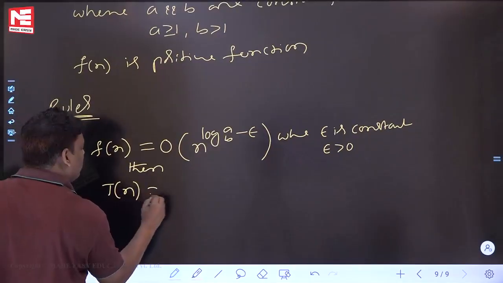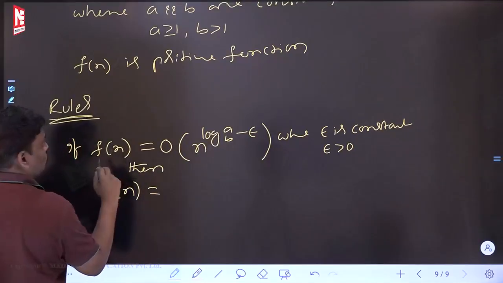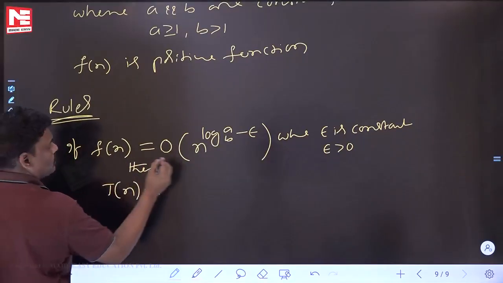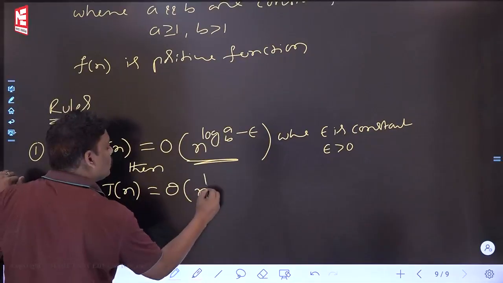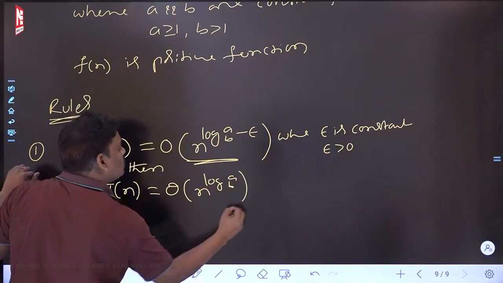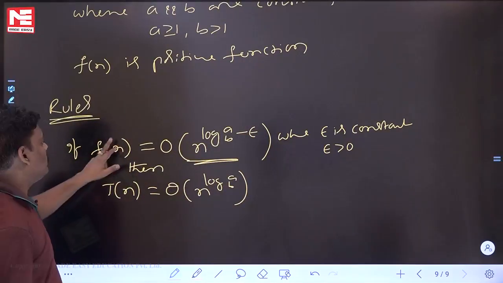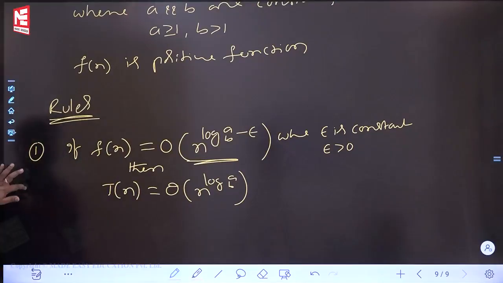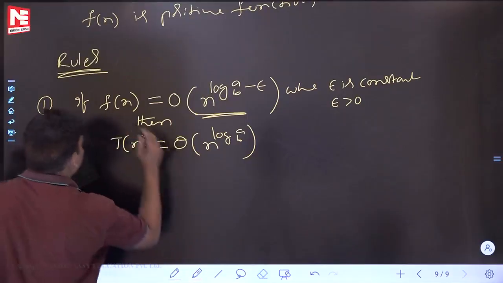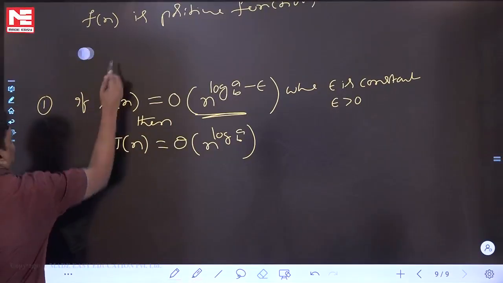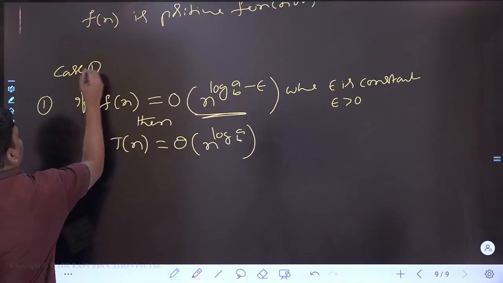Tn is equal to, can you help me know, if f of n is big O of n power log a base b minus epsilon, which side is bigger? Big O means right side bigger, means this side is bigger, then Tn is equal to theta of whoever is bigger, that will be the answer. Forget about this epsilon, afterwards we will talk. Tn is equal to theta of n power log a base b. That is case 1 of the master theorem. Instead of saying rules, it is better to say case. Let me write it, case 1 of the master theorem.